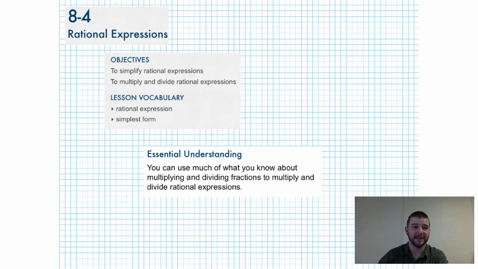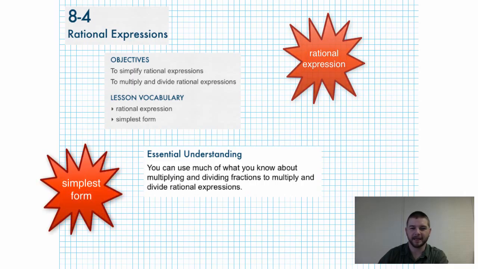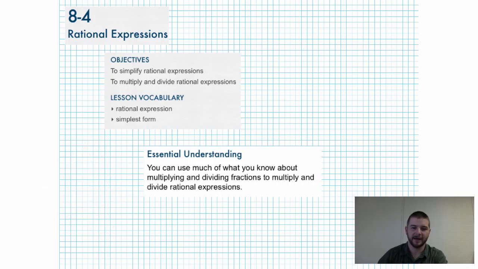And welcome to section 8.4, Rational Expressions. The objectives of this section: to simplify rational expressions and to multiply and divide rational expressions. Some vocabulary for this section: rational expression and simplest term. An essential understanding: you can use much of what you know about multiplying and dividing fractions to multiply and divide rational expressions.